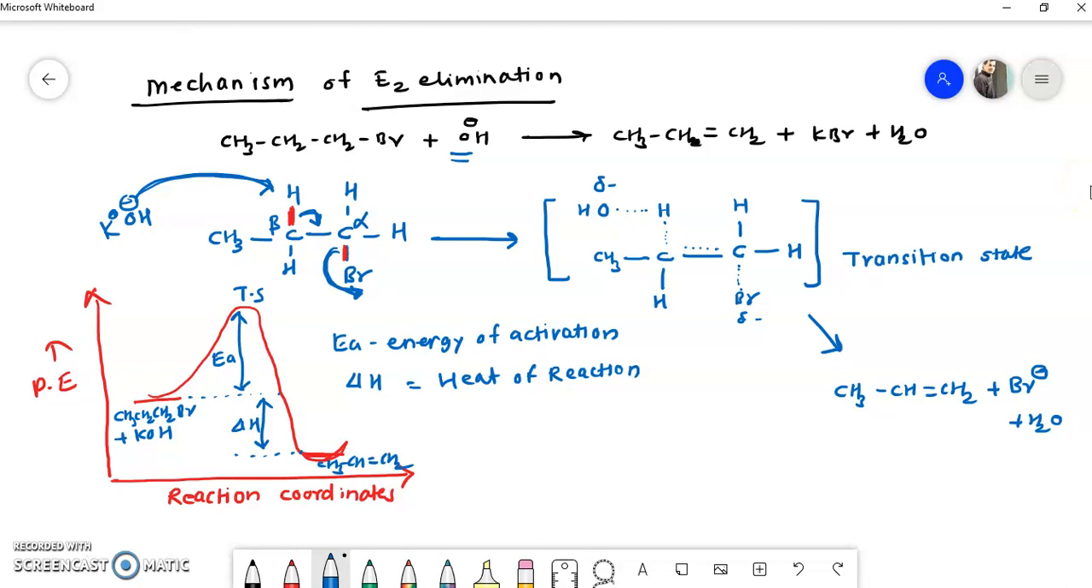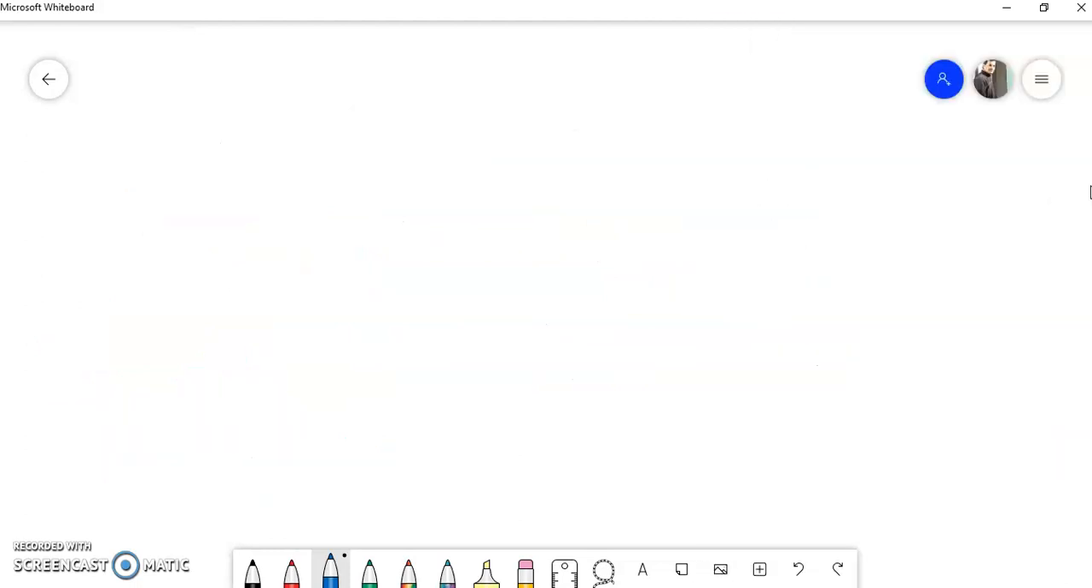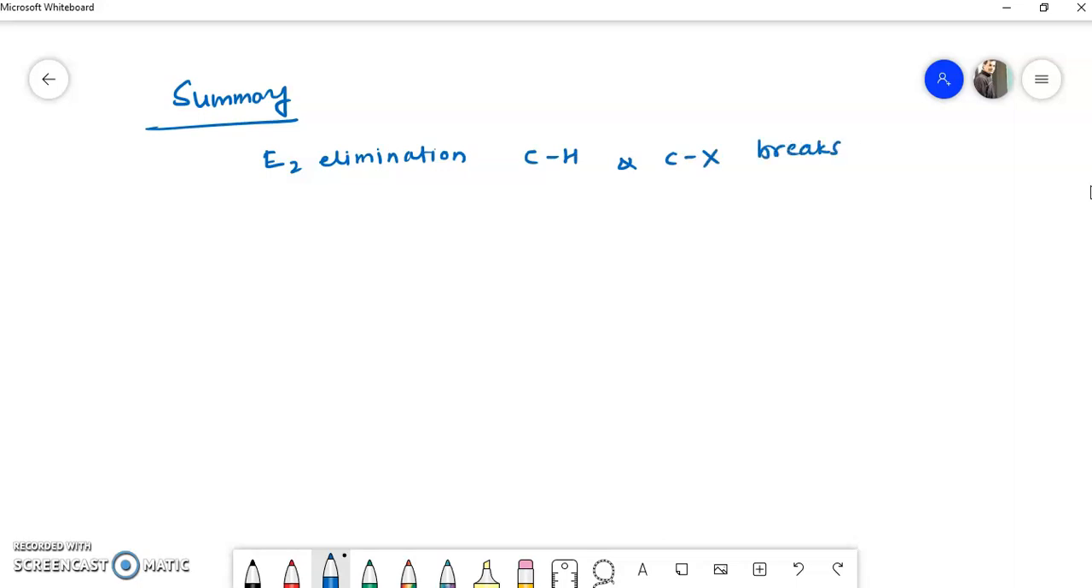So I will summarize this in today's video what we have seen. What is E2 elimination? If the CH bond and CX bond break simultaneously, then the mechanism is called the E2 mechanism.